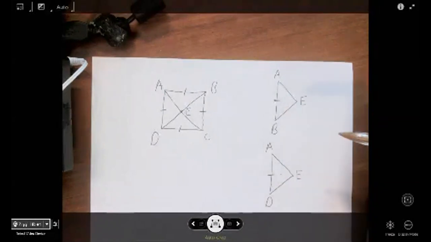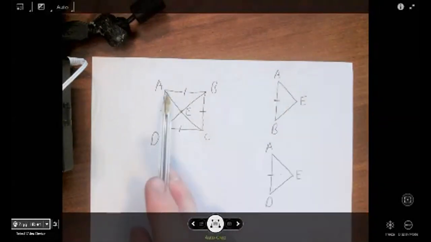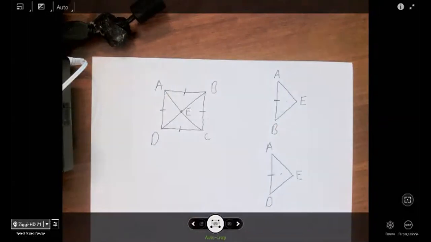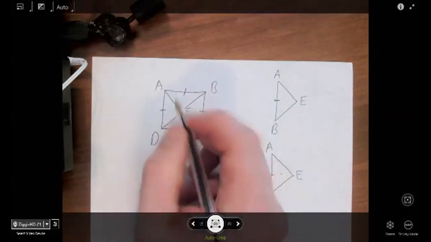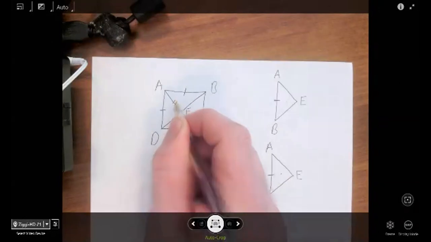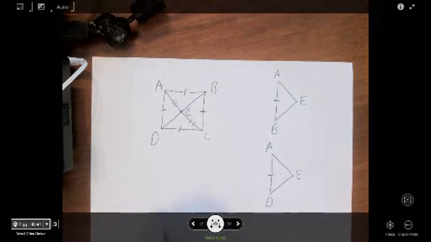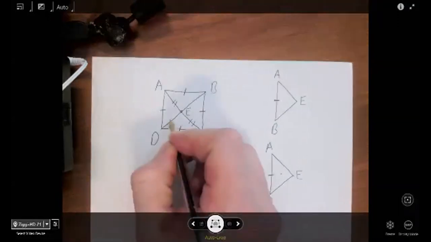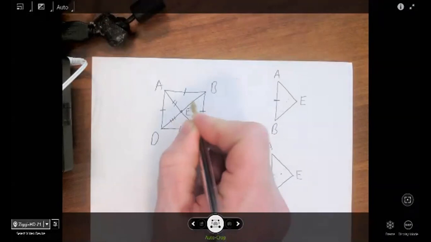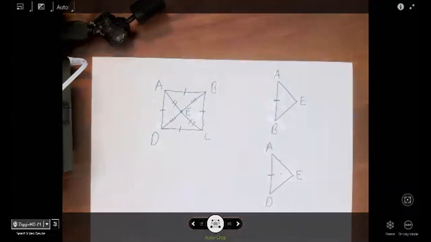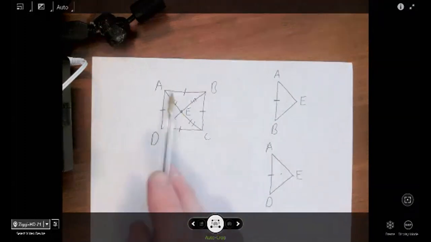to each other. Well, since every square is also a parallelogram, and since the diagonals of a parallelogram bisect each other, we know that side AE and side CE are congruent. We also know that side DE and BE are congruent. So that comes from the fact that this square has to be a parallelogram.